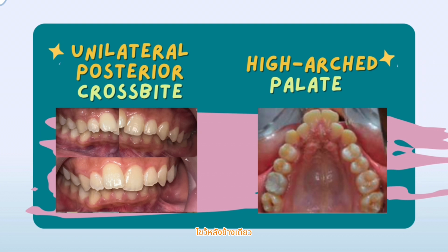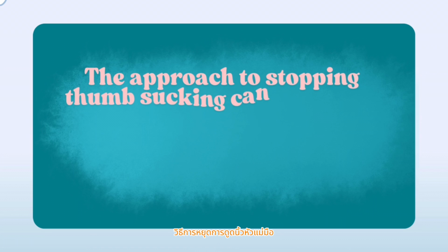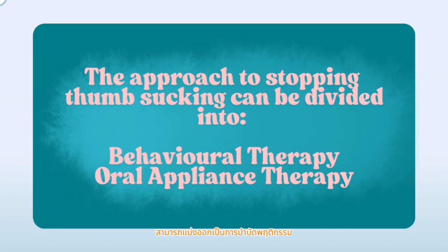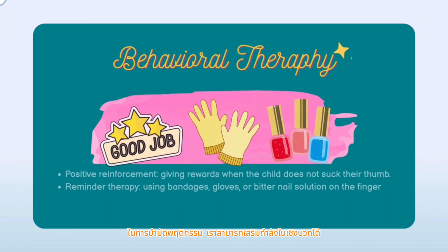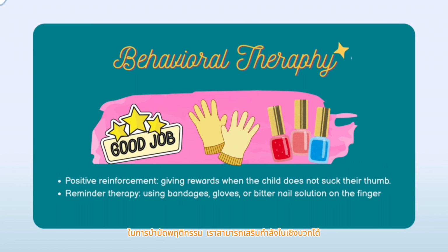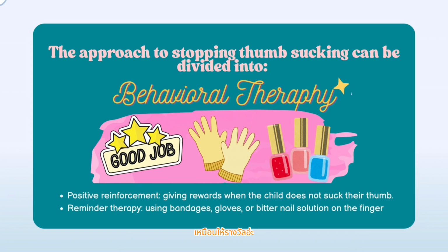A unilateral posterior crossbite and high arch palate are also commonly seen in patients having this oral bad habit. The approach to stopping thumb sucking can be divided into behavioral therapy and oral appliance therapy. In behavioral therapy, we can do positive reinforcement, like giving rewards when the child does not suck their thumb, or reminder therapy, using bandages, gloves, or bitter nail solutions on the finger.